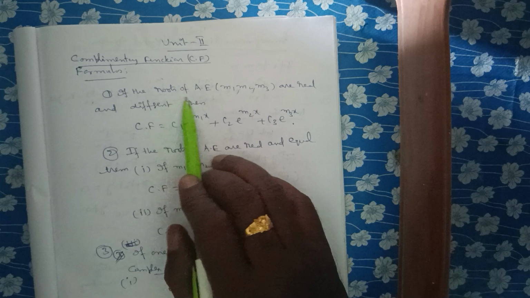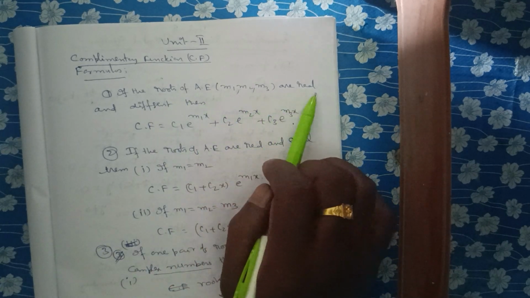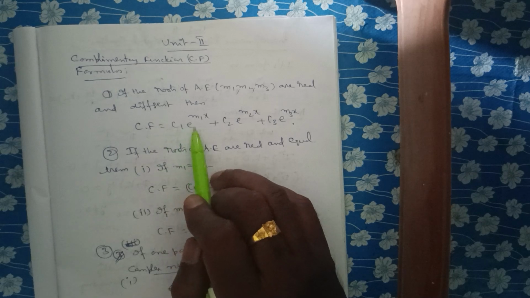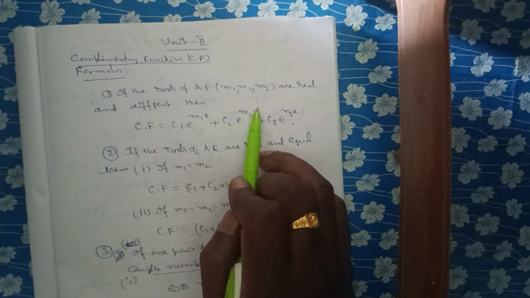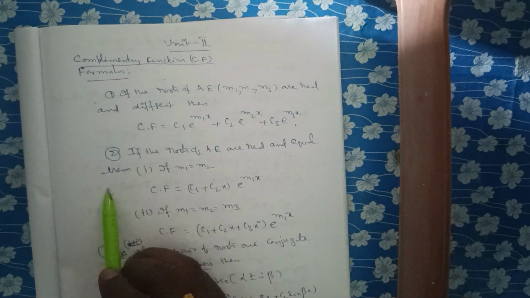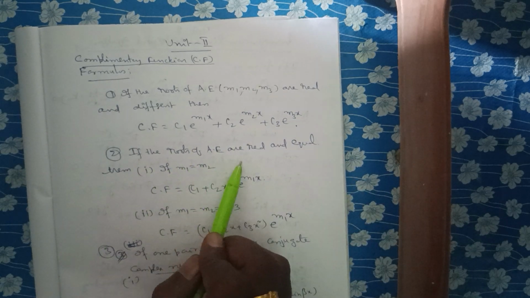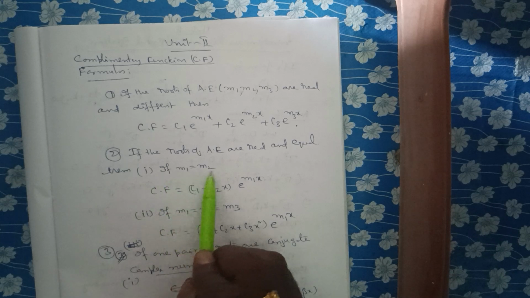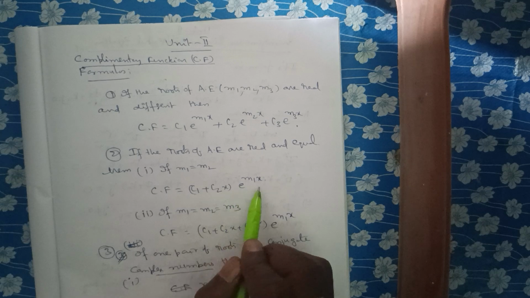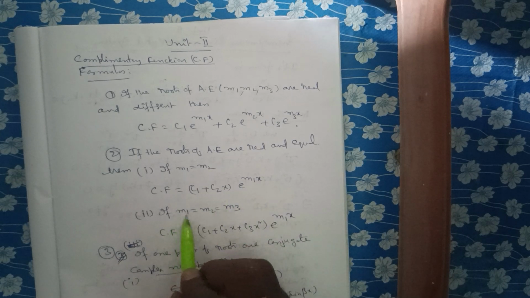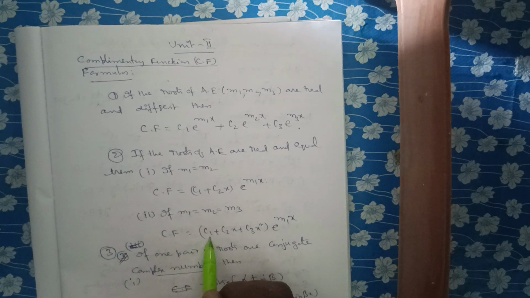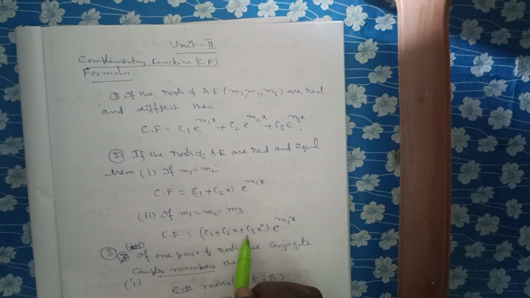If the roots of the auxiliary equation are real and different, then the complementary function is c1 e power m1x plus c2 e power m2x plus c3 e power m3x. If the roots are real and equal, that is m1 is equal to m2, then the complementary function is (c1 plus c2 x) e power m1x. If m1 is equal to m2 is equal to m3, then the complementary function is (c1 plus c2 x plus c3 x square) e power m1x.